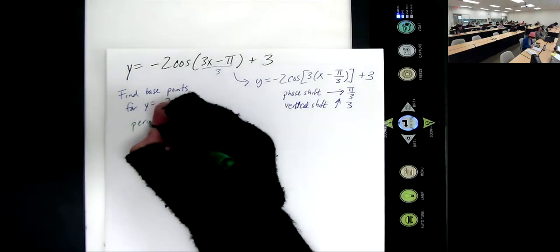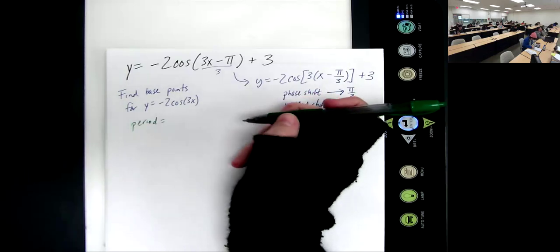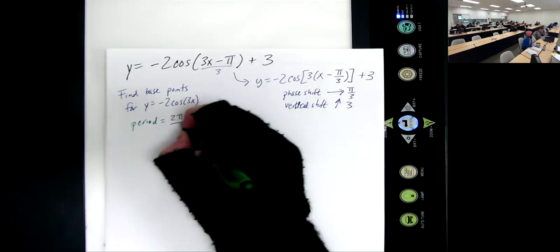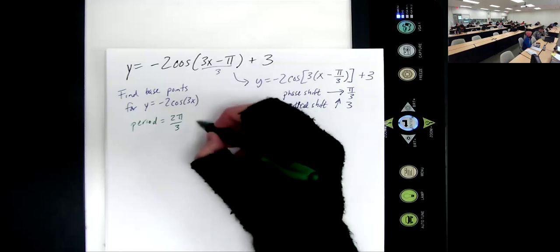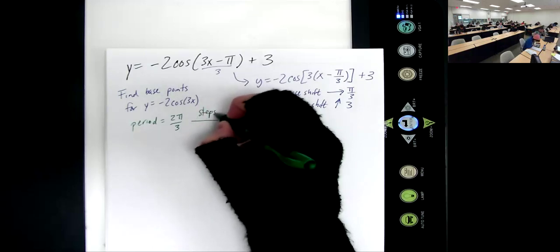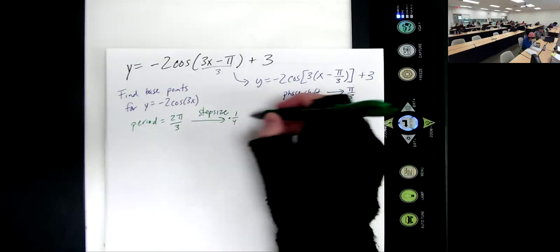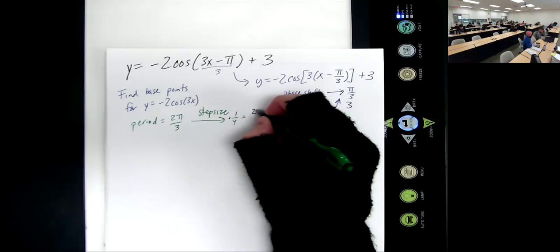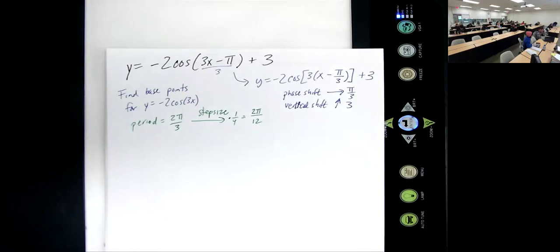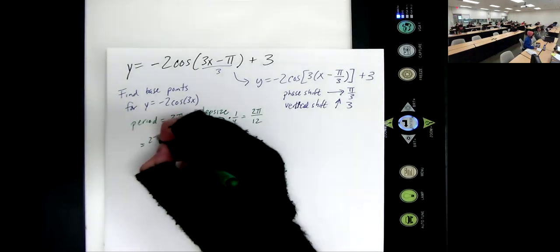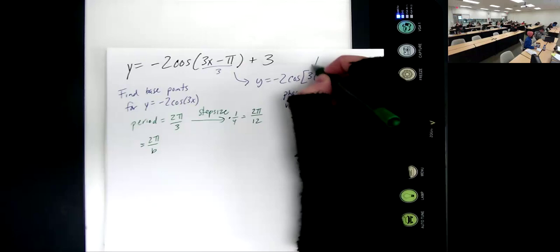It's the period. Pi over 3. If I wanna see my step size, multiply that by 1/4. And I wouldn't reduce it. You get 2 pi over 12. It's 2 pi divided by b, and that's b.